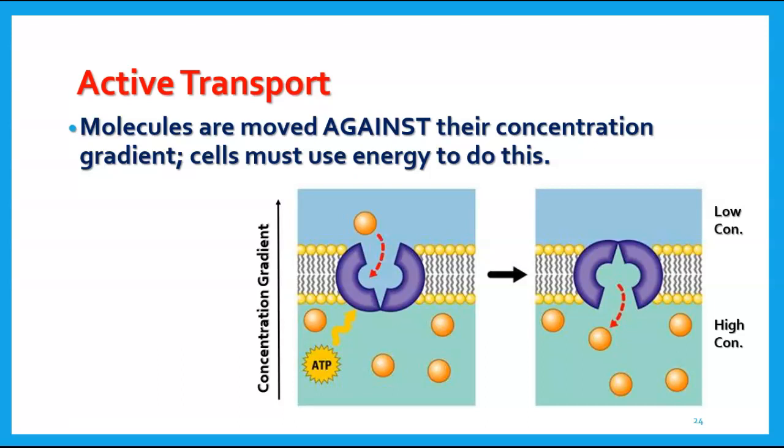And so we think about them moving against their concentration gradient, like you're moving against the gradient of the hill when you're riding your bike up the hill. That's going to take more energy than it does going down the concentration gradient. So these molecules are moving from an area of lower concentration to an area of higher concentration, because we need those particular molecules in the cell. This does require energy, and the energy is in a molecule called ATP that we're going to learn a little bit more about coming up really soon.